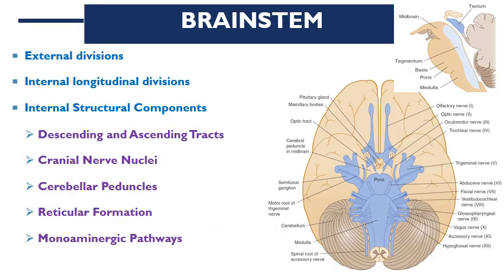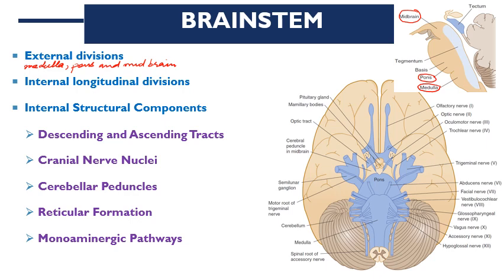The three major divisions of the brainstem are recognizable. That includes medulla, pons, and midbrain. As we see from this diagram, midbrain, pons, and medulla.